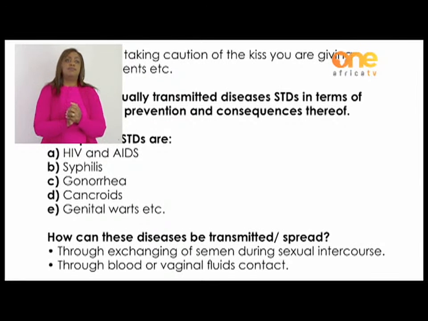So first of all, we are going to look at how these STDs transmit. Second, we are going to look at how to prevent them from transmitting. And the last thing, we are going to look at the consequences. But first of all, let's look at some examples of STDs. Examples of STDs are HIV and AIDS, syphilis, gonorrhea, chancroids, and genital warts. Let's now look at how these diseases transmit.